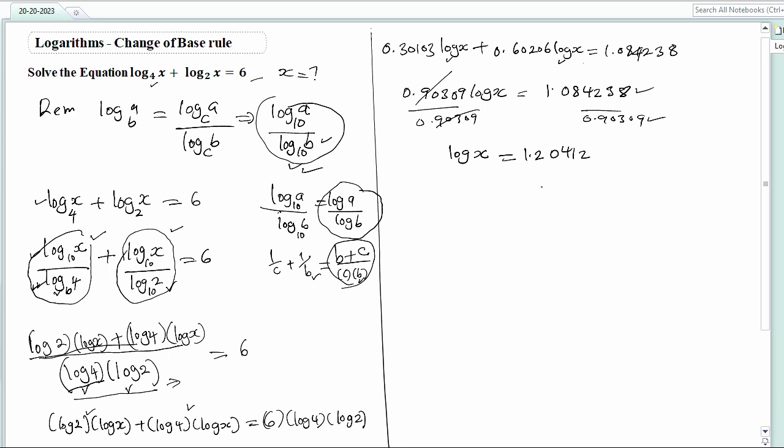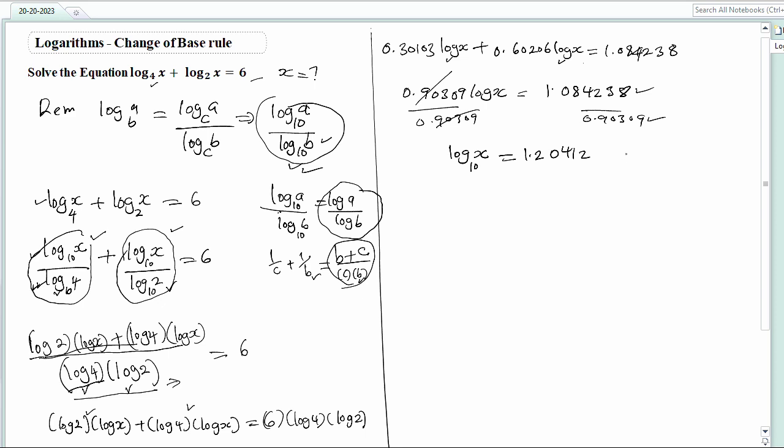1.20412. Now from here, to get the value of x, remember I said when I write log x, or log 6 or log 4 or log 2 without indicating the base, then that means I'm talking about the log to base 10. All right, log to base 10.